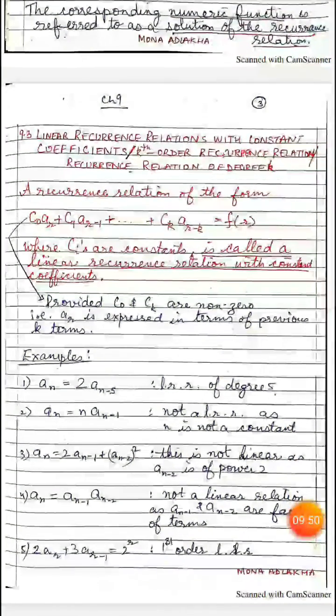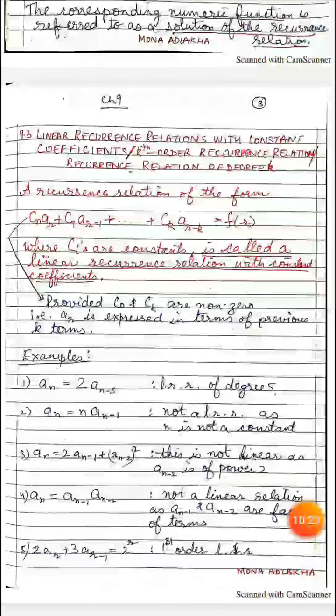Okay, so you bring all the AR terms on one side, and then you will also get to know what the FR is. And when we are trying to find the solution, the FR part is also very important. Now, to know the order of the recurrence relation, the C0 and the CK have to be non-zero.